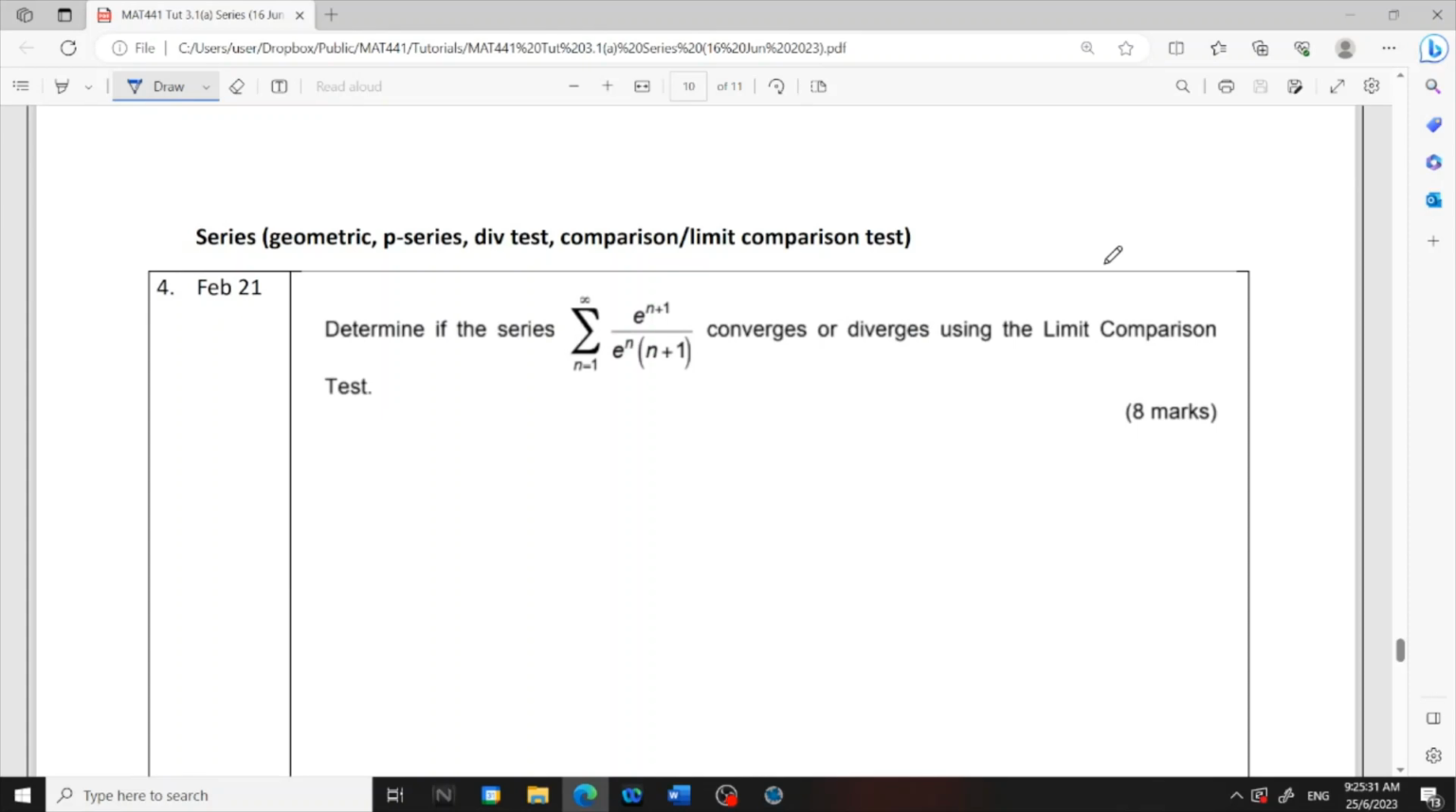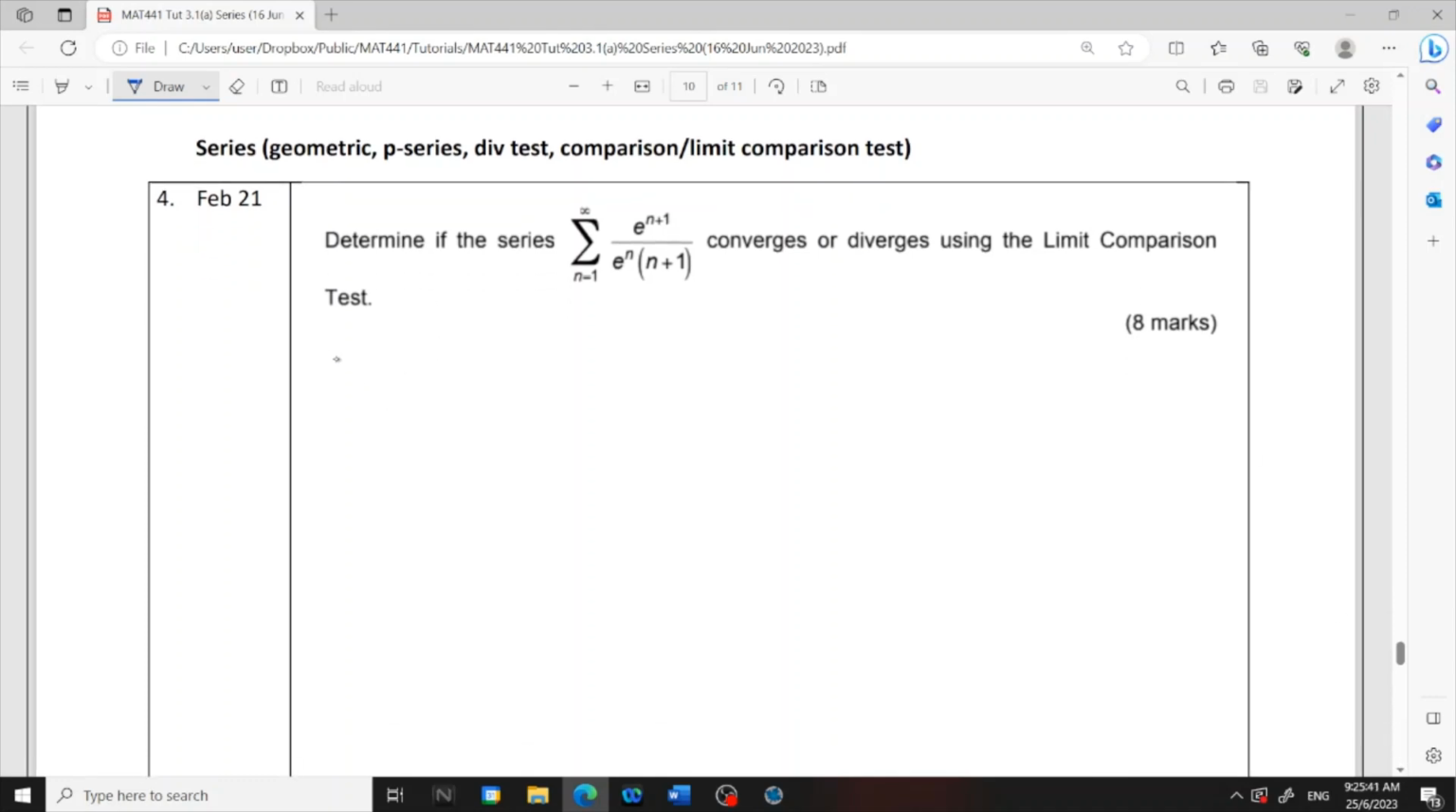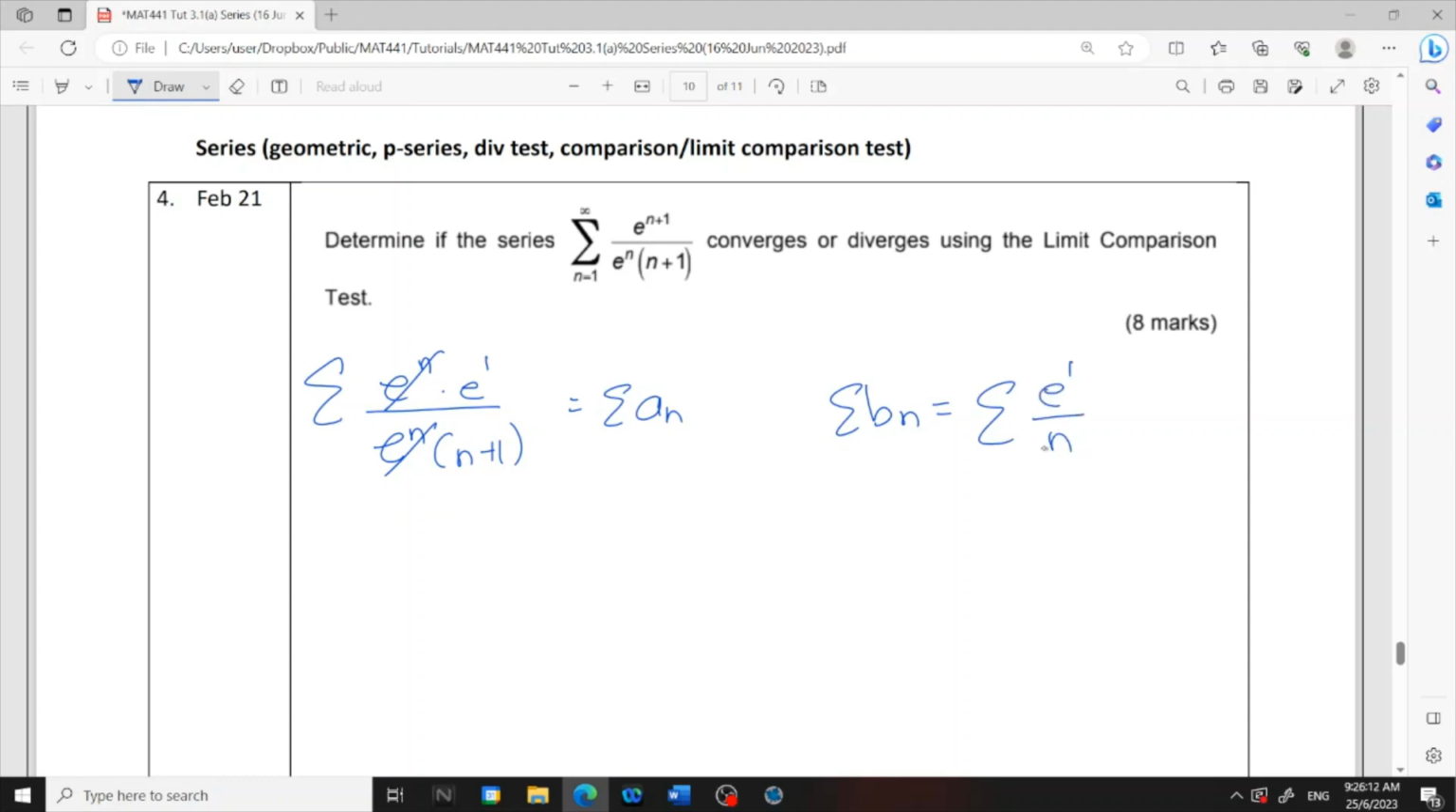Okay, next question. Determine whether this series converges or diverges using the limit comparison test. First we try to simplify. The exponent n plus 1 we can split into two, exponent n times exponent 1. Then we can cancel this one, and this is a coefficient. So the given series is a_n, and the series we want to compare with is 1 over n. So this is a harmonic series.